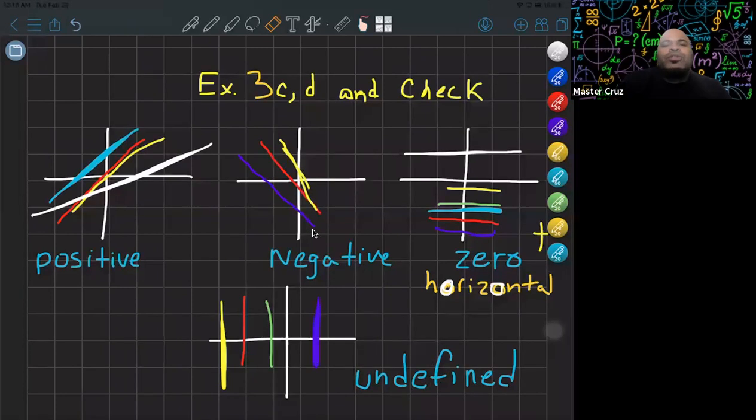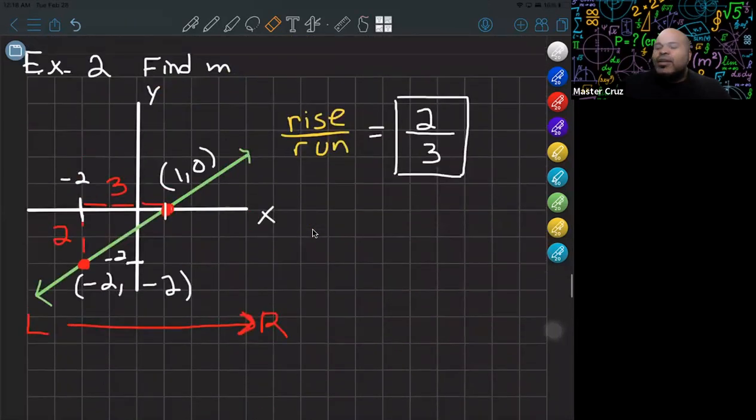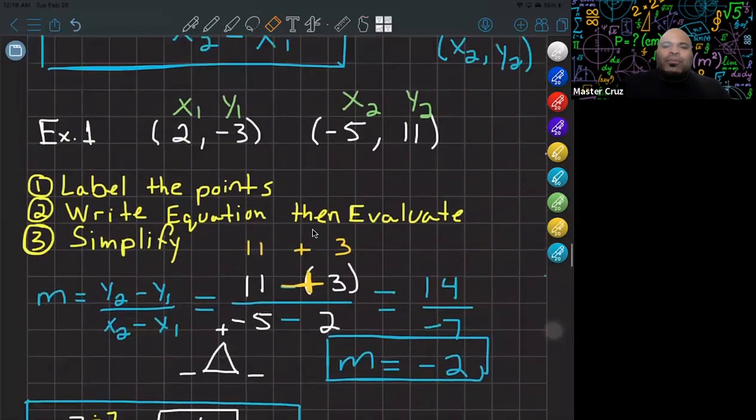All right, that's all you need to know about slope. And you continue to learn in your journey, but these are the basics. This is what you need to know for the slope, so you can find a slope from a line, from a graph, or from a point.